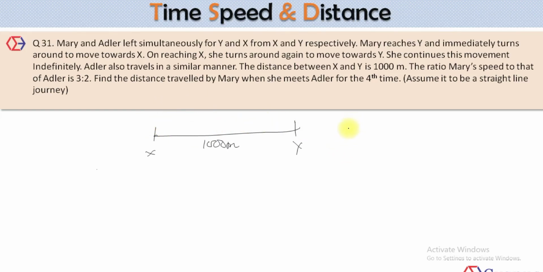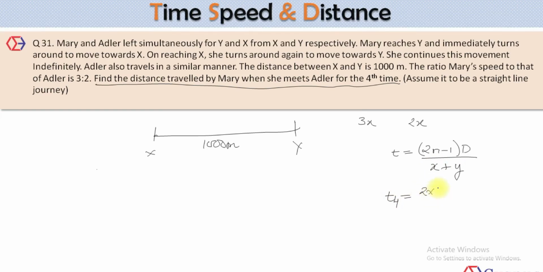It's given that the ratio of Mary's speed to that of Adler is 3:2. So let's take it equal to 3x and 2x. Then find the distance traveled by Mary when she meets Adler for the fourth time. So let's try to calculate the time taken for the fourth meeting. Do you remember this general formula? (2n minus 1) into d by relative speed. That was the speed of the first person plus the speed of the second person. So the time taken for the fourth meeting will become (2 into 4 minus 1) into d. What was d? The initial gap, 1000, divided by the sum of their speeds.